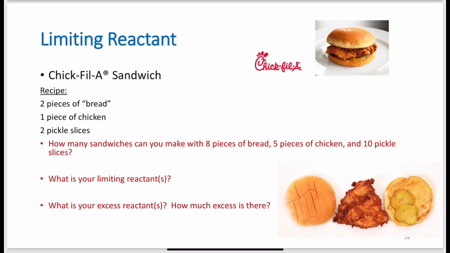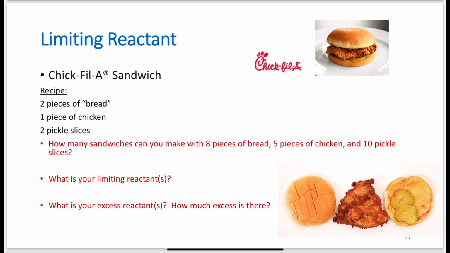Okay, limiting reactant. We're going to use a Chick-fil-A sandwich to describe a limiting reactant because most people have seen a Chick-fil-A sandwich. The recipe for a sandwich is two pieces of bread, the top and bottom of your bun, one piece of chicken, and two pickle slices. Okay? So if this is what your Chick-fil-A sandwich should look like, and I say, how many sandwiches can you make with 8 pieces of bread, 5 pieces of chicken, and 10 pickle slices?